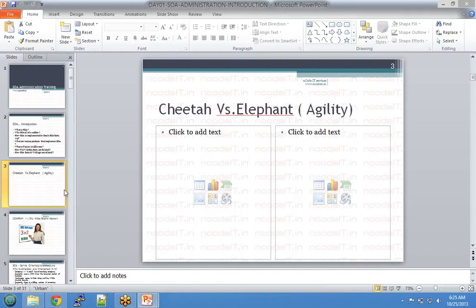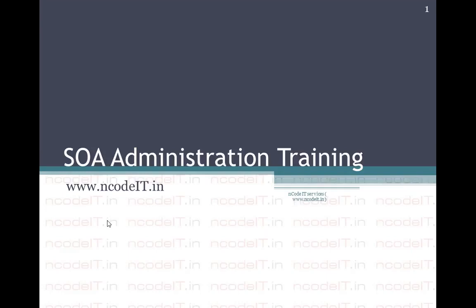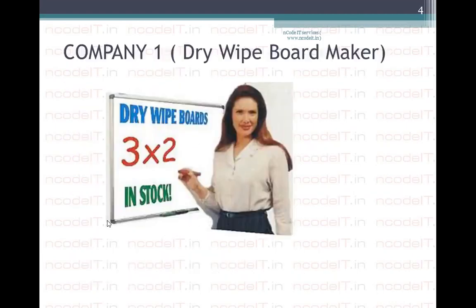Now let's see a couple of businesses, what they really want to do and how SOA provides agility. Take for example a traditional board making company. They are usually called the dry wipe board makers. We see all of these boards in our conference rooms, in our offices. Let's say there is such a company that traditionally sells these boards over the counter. People go to the counter, you pay the money, and then they send the board to your office. That's the regular way of doing business at this point.